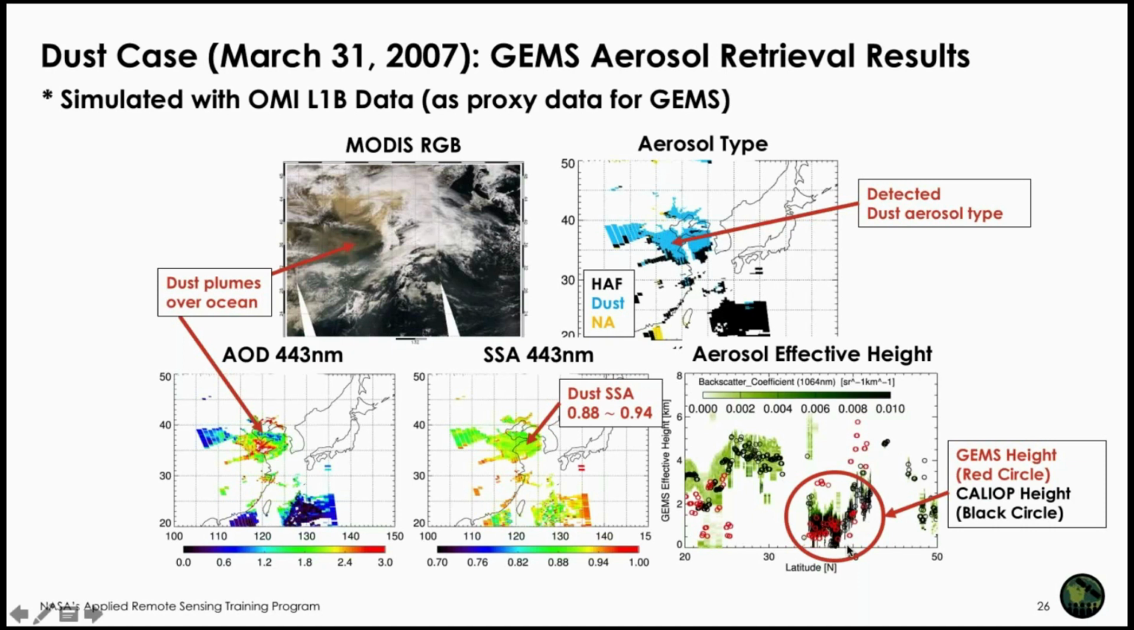And the red color is the GEMS aerosol retrieval result, and GEMS also detects this aerosol loading height very well. This aerosol loading height is very important to distinguish the relationship between total AOD from bottom to top of atmosphere and the surface measured PM2.5.